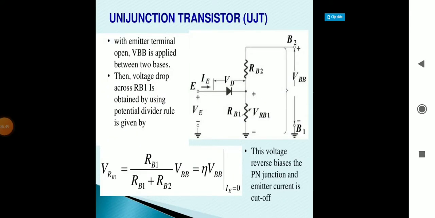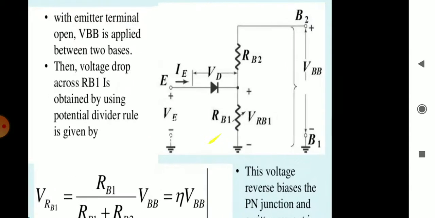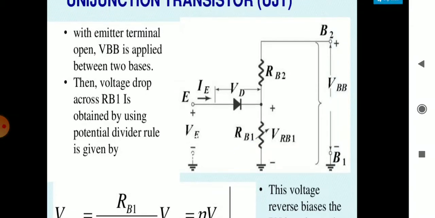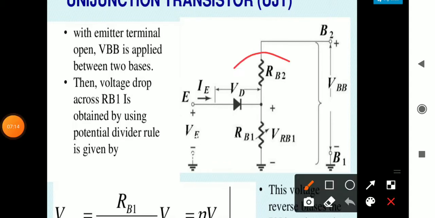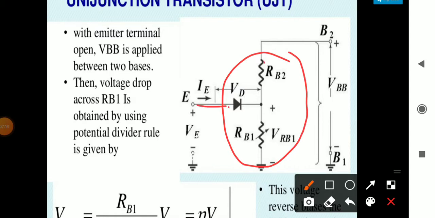Now we study the function of a UJT. In order to study the function of a UJT, it is explained with the VI characteristics of the UJT. This is the circuit diagram of a UJT, where the emitter terminal is open. Here it is the emitter terminal, this is the B2 terminal, and this one is the B1 terminal.